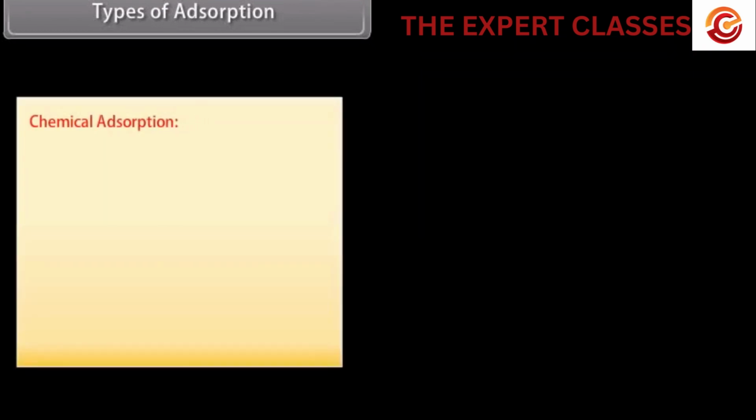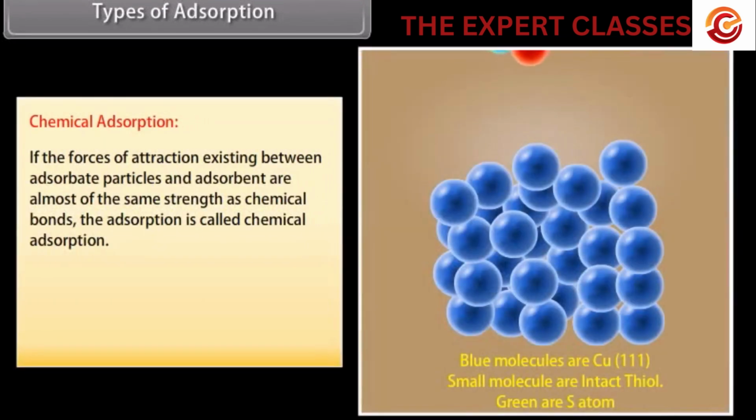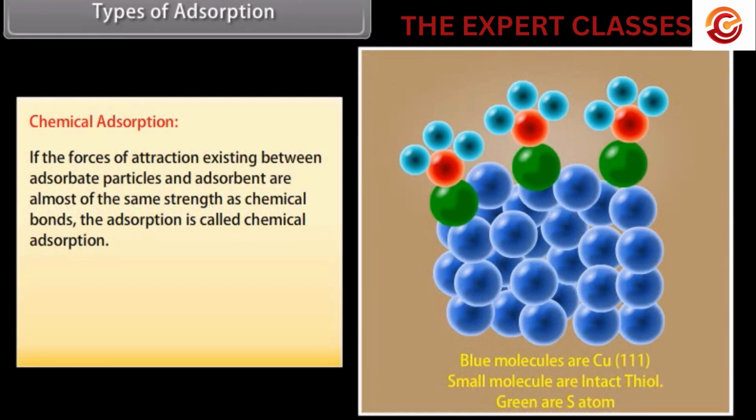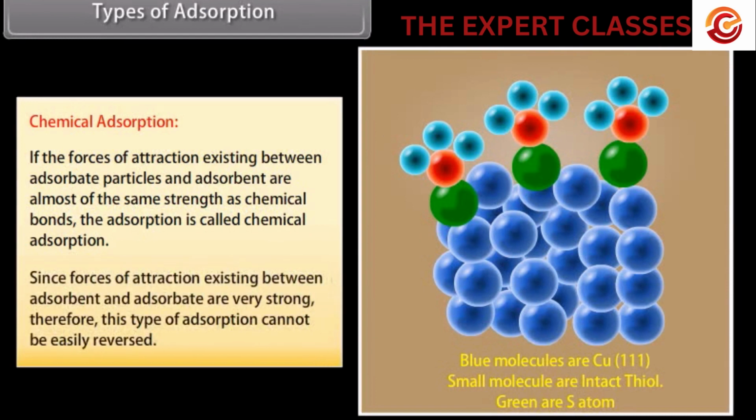Chemical adsorption. If the forces of attraction existing between adsorbate particles and adsorbent are almost of the same strength as chemical bonds, the adsorption is called chemical adsorption. Since the forces of attraction existing between adsorbent and adsorbate are very strong, this type of adsorption cannot be easily reversed.